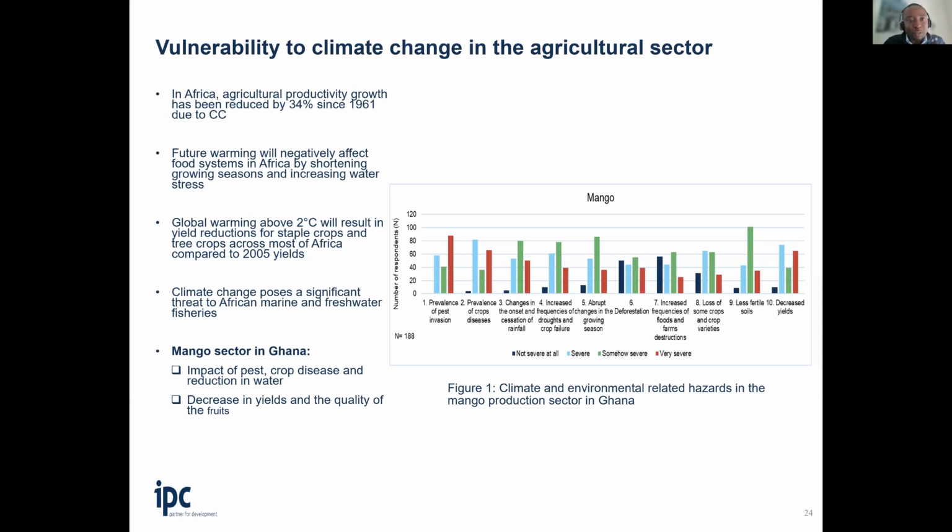Here, I just want to give you a very short example of a study that we are currently conducting in West Africa, in Ghana, on the tree crops sector, mainly the mango sector. We have been going into the fields and assessing how vulnerable the sector is to climate-related hazards. What we have noticed, and previous studies also confirmed, is that the smallholder farmers in these sectors already perceive and have been impacted by pests and disease, but also a real decrease in water availability for their activities. All these factors lead to a decrease in production, but also in the quality of the fruit. Next slide, please.